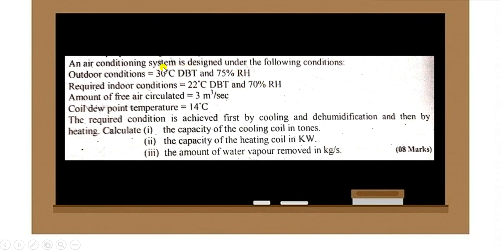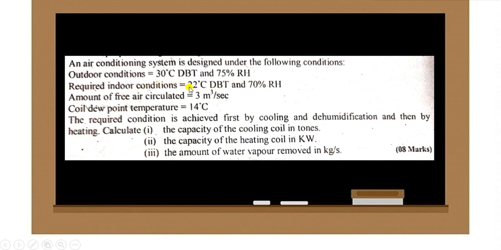So the first condition, this outdoor condition, is the atmospheric air condition. This is outside. In these conditions, the person or the human is uncomfortable. He is not comfortable inside the room. So the air inside the room should be at a dry bulb temperature of 22 degrees and 70% relative humidity. This condition is required. It is called the required indoor condition, that is, the room conditions.